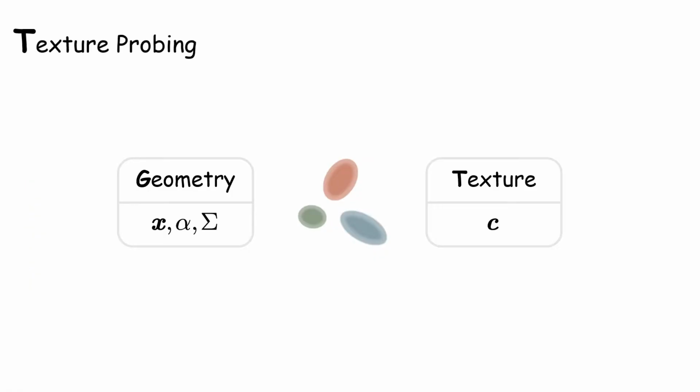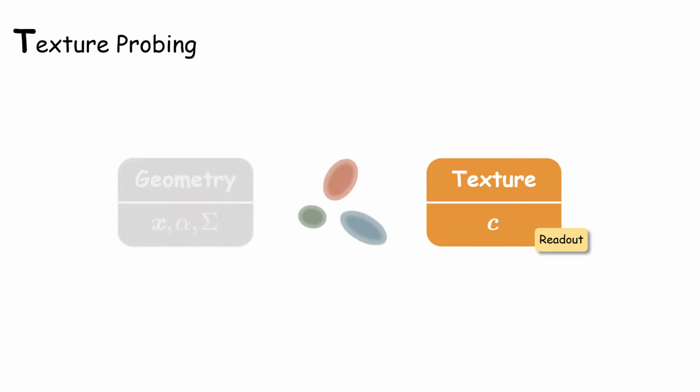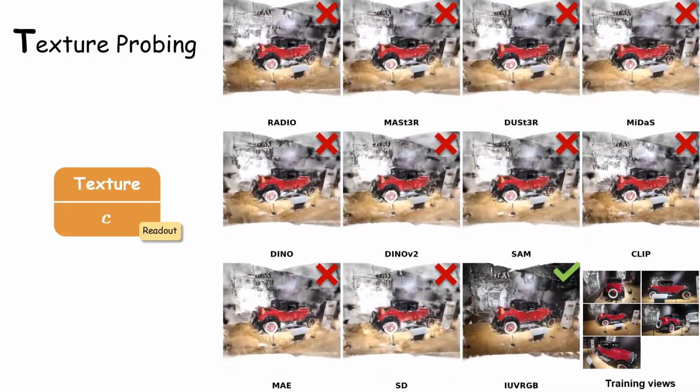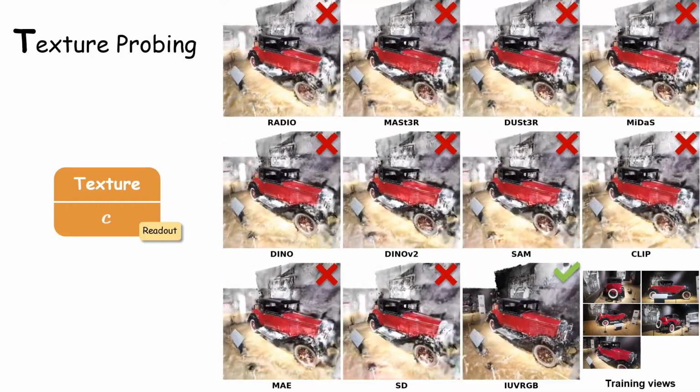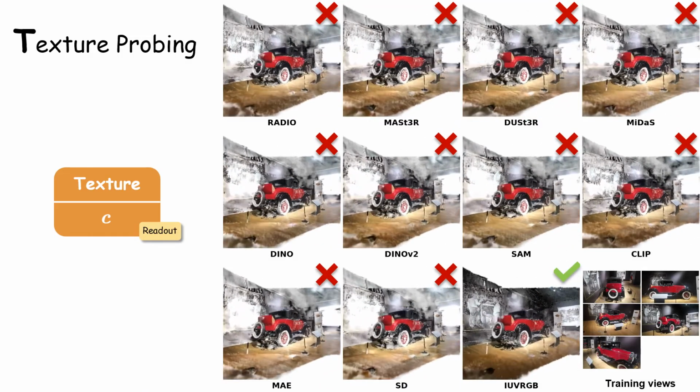Then, we turn to probing texture awareness. We regress texture parameters from features, and freely optimize geometry parameters. Interestingly, we found that while recent visual foundation models capture geometry well, they still struggle with texture. Note that these models even perform worse than the raw image feature IUVRGB.